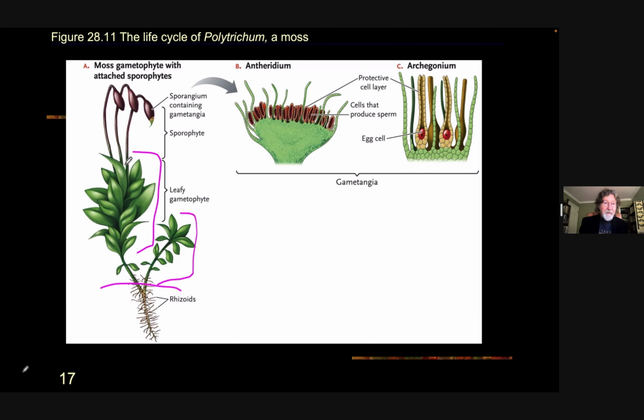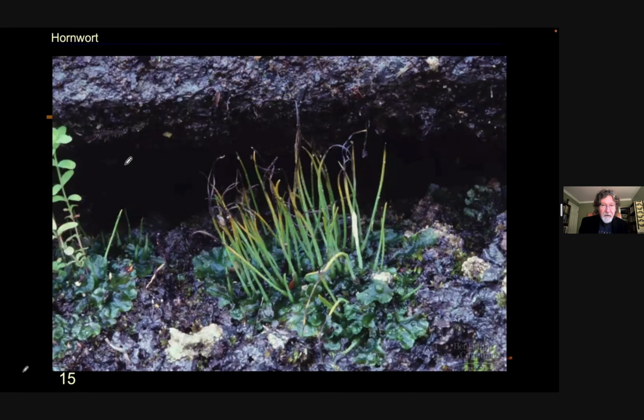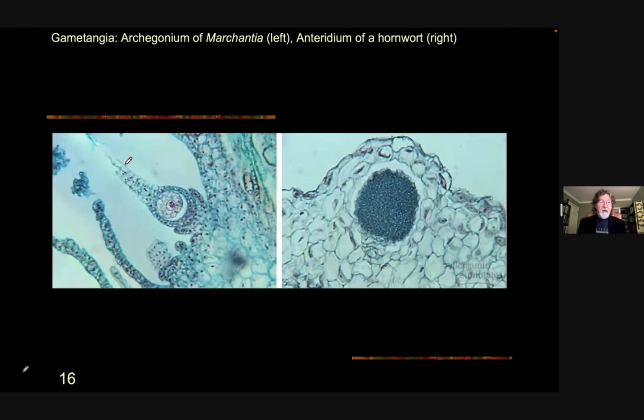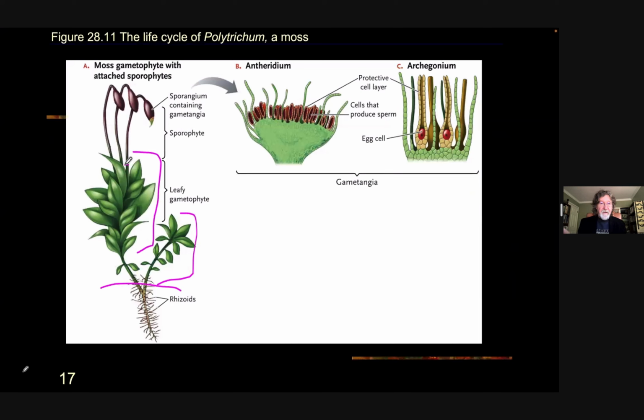At the very top, in fact, if we go back, I don't know if I have a good picture. Do I have a? No, you really can't see it there. I may have a picture later on that shows it. You have at the very top, this is where the reproductive organs happen to be, the gametangia. And so it's at the top of the gametophyte.